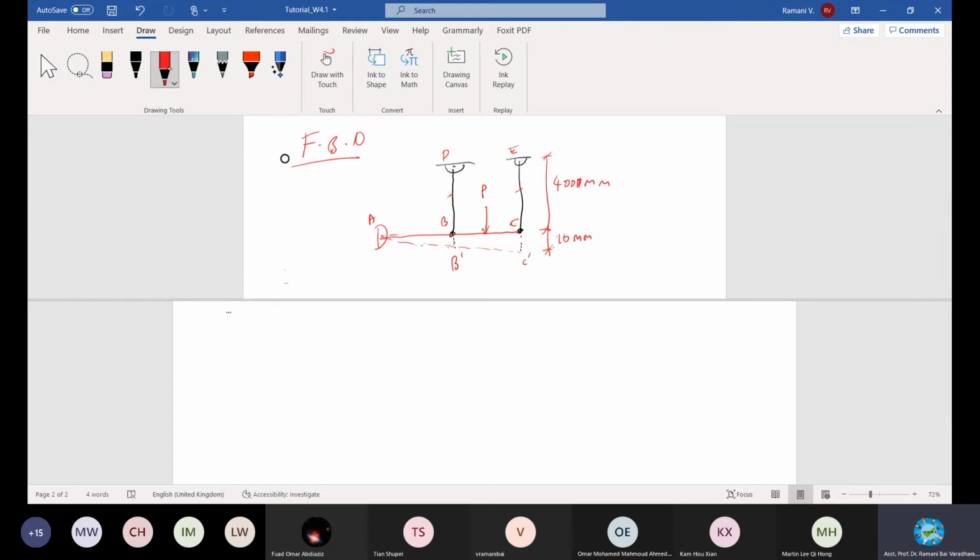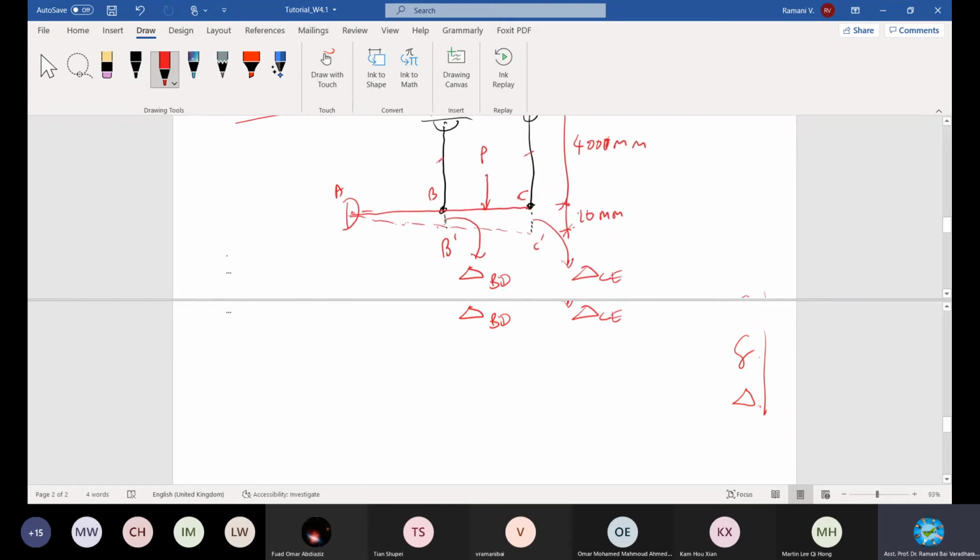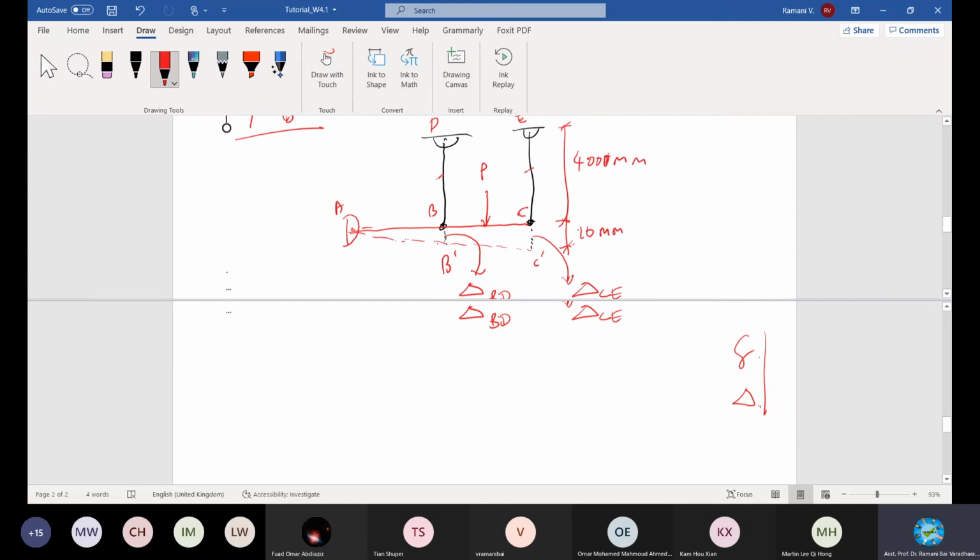Now I denote this deformation as delta. You can mention the strain as this one or this one. This is small delta, this is big delta. Both are referring to deformation. I use the big one, which is delta. I call this delta BD because it is occurring at the member BD. I call this one delta CE, the extension or elongation. With that, you can calculate the other values. Okay, let's do this calculation.